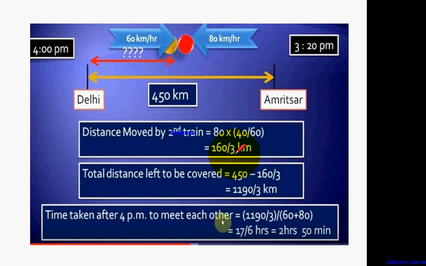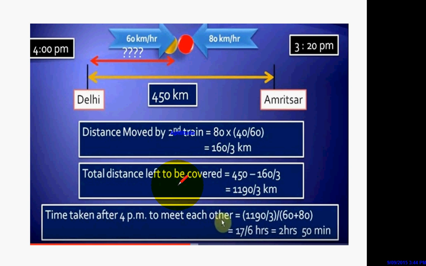That is what we infer from this first case. Now move to the problem. What is the total distance that is left to be covered? The total distance we know, isn't it? The distance between Delhi and Amritsar is given as 450 kilometers. Out of 450 kilometers, what we have already covered is 160 by 3. So just subtract 160 by 3 from 450, and you'll get the remaining distance to be covered.